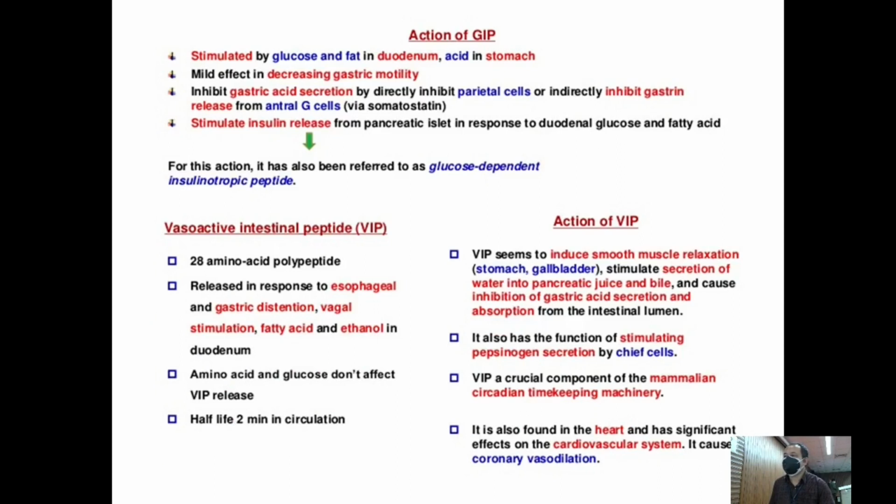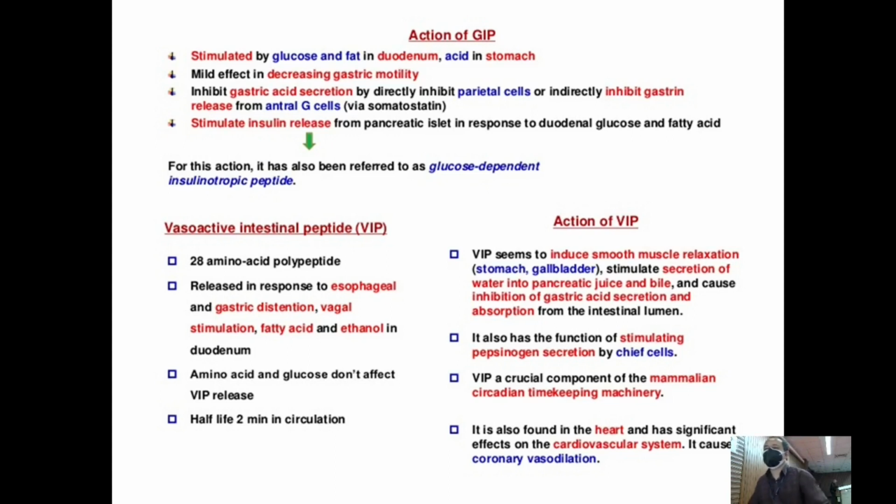So anyway, what are the actions of GIP? One, as I've said, it is stimulated by glucose and fat, as well as by acid in the stomach. It can cause decreased gastric motility, but this is a very mild effect. It plays a very important role in inhibiting gastric acid secretion, directly and indirectly: by acting on the parietal cell itself, or indirectly by inhibiting gastrin release from antral G cells via somatostatin. So it can be a direct inhibition of the parietal cell, or by stimulating the D cell to release somatostatin, which then acts on the G cells and inhibits them.